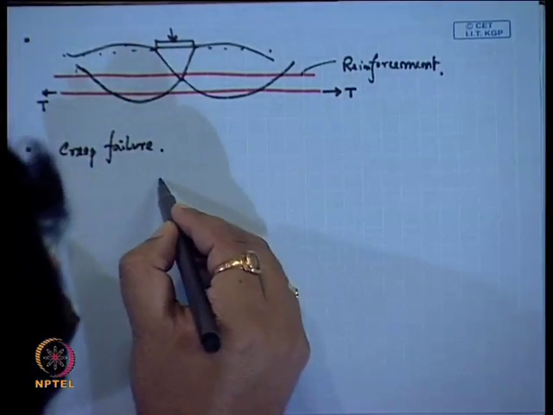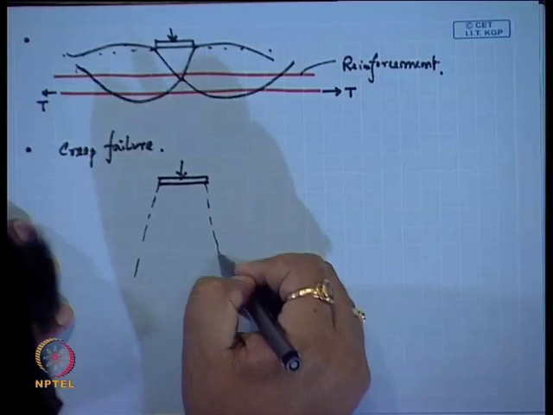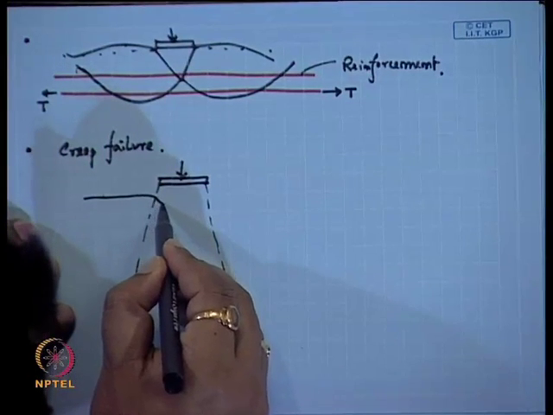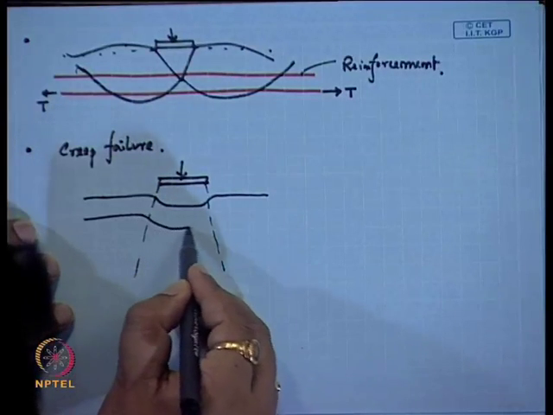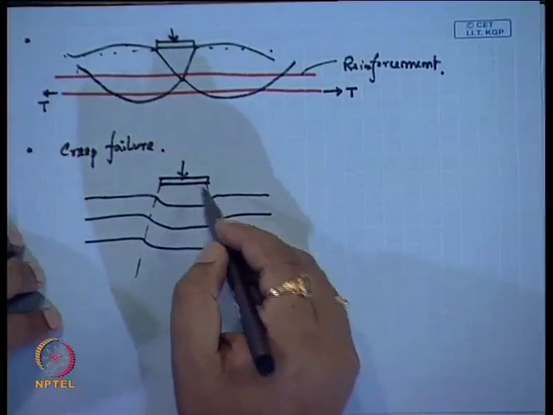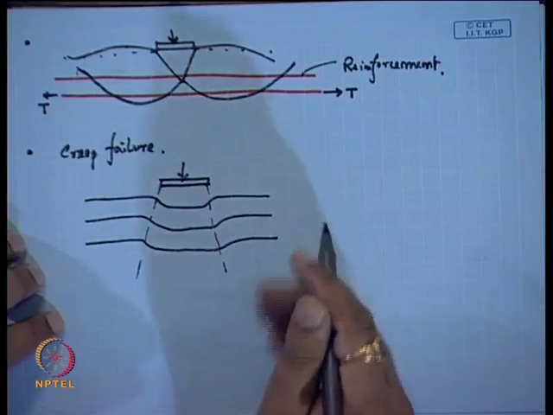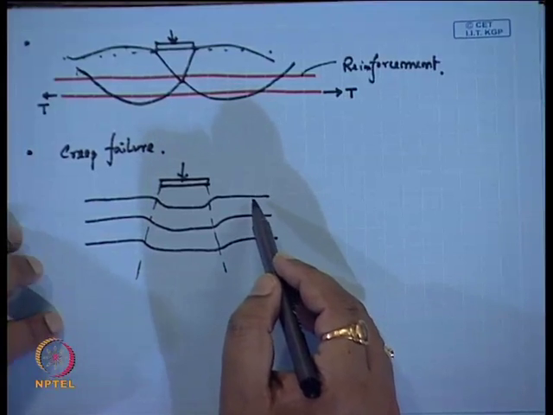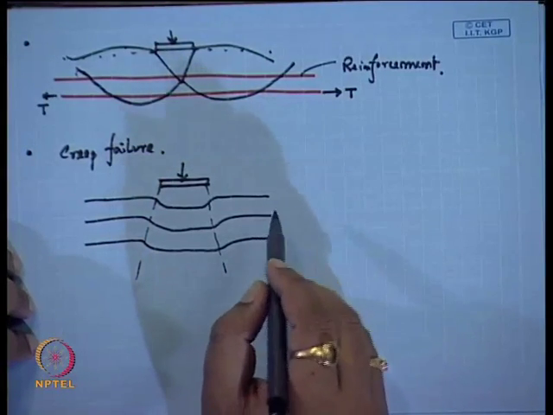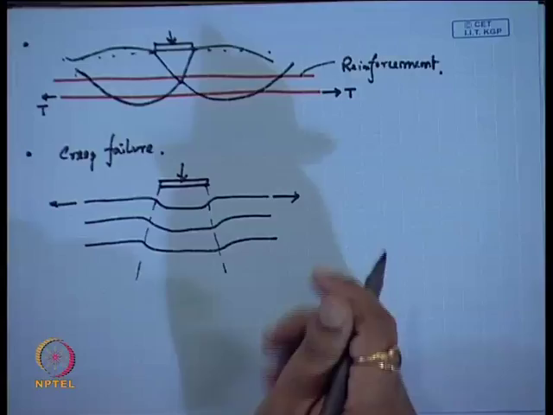Suppose there is a geosynthetic reinforced earth, and this is the geosynthetic that we have placed here. After a very long time, what will happen? Creep will occur within the geosynthetic. Creep means strain under constant stress. Tension will develop within the geosynthetic, so if it is under tension for a long time, there will be a strain within the geosynthetic.